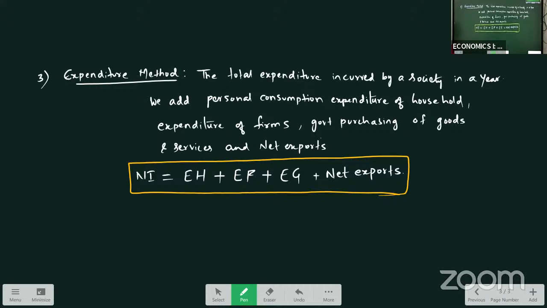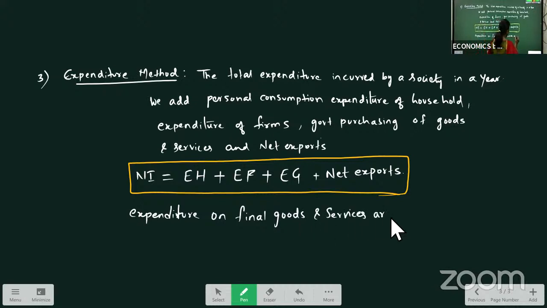And here, one point you have to remember here, expenditure on final goods and services only are included. Expenditure on final goods and services are included.